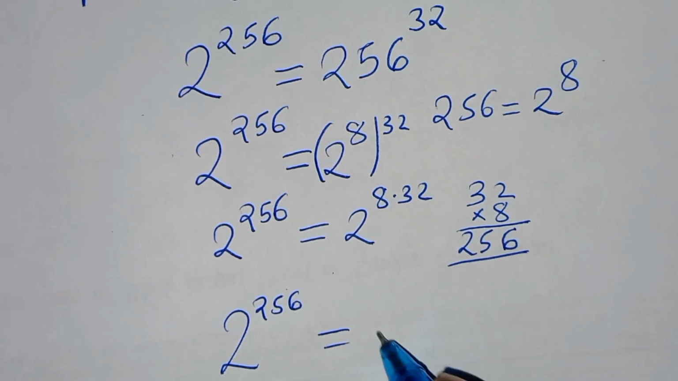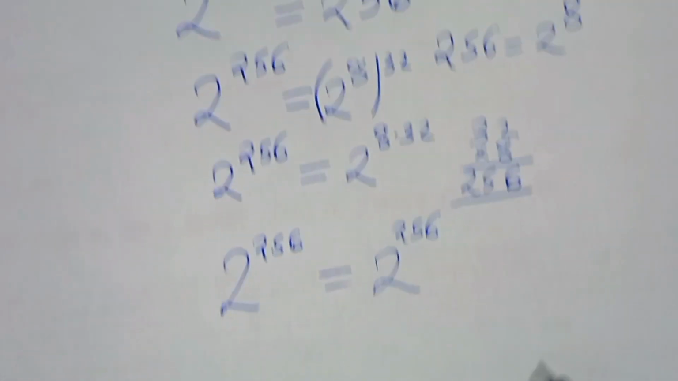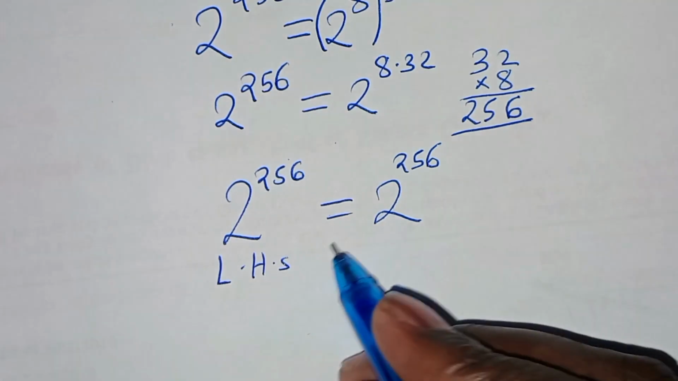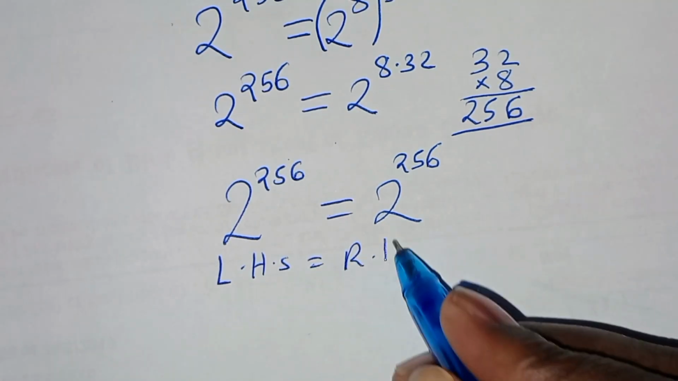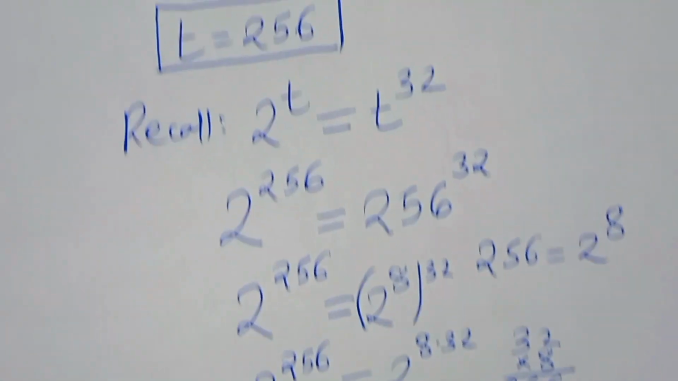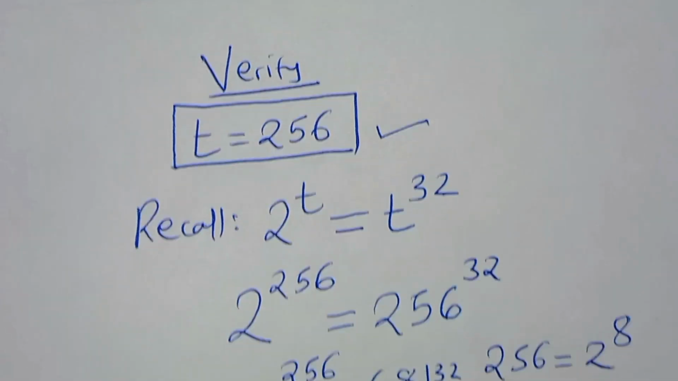This is equal to 2 to power 256. So this implies that the left hand side is equal to the right hand side. And this implies that the value of t, which is 256, satisfies the equation.